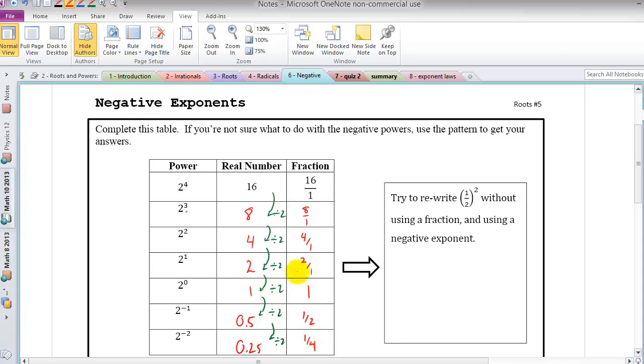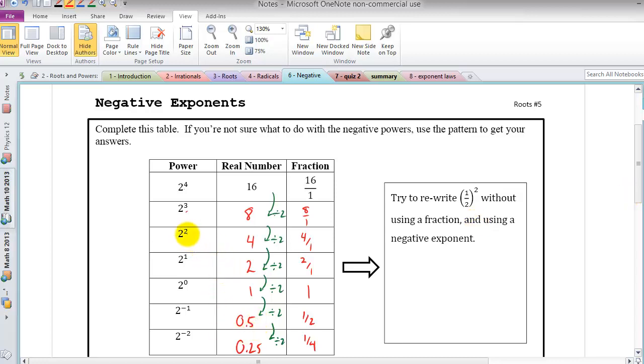So the idea now is, what other patterns do I see in here? So the prompt here is for you to try to rewrite 1/2 to the power 2 without using a fraction and using a negative exponent. So that's the challenge.